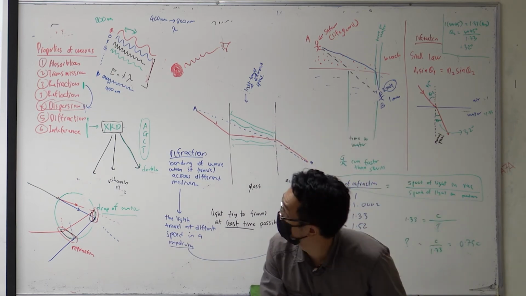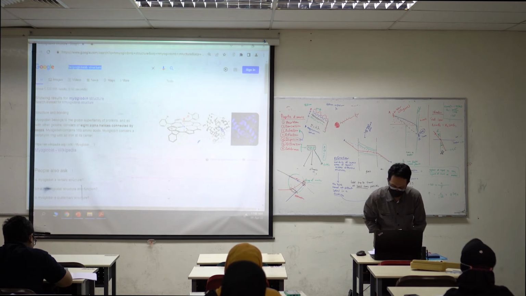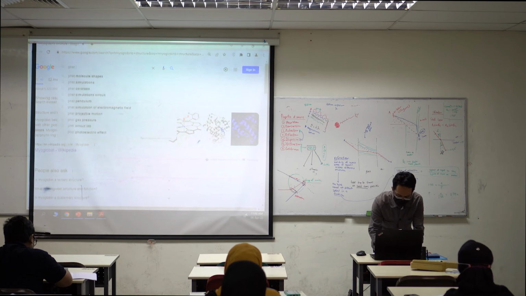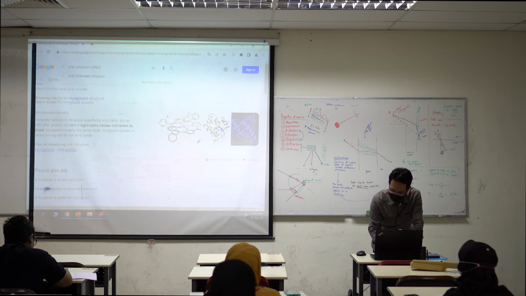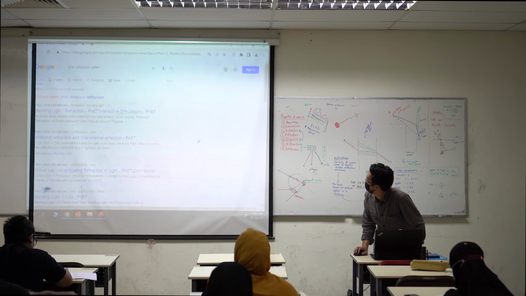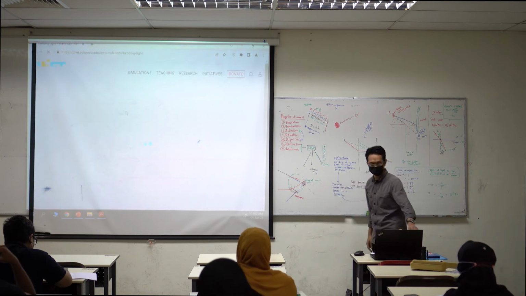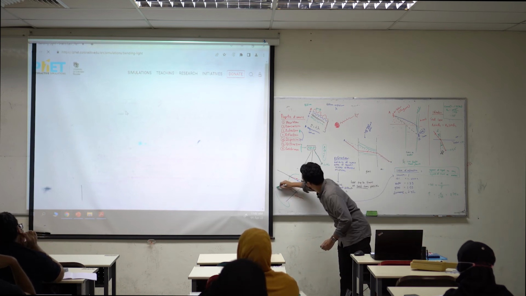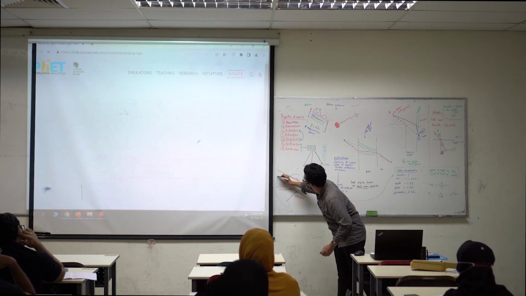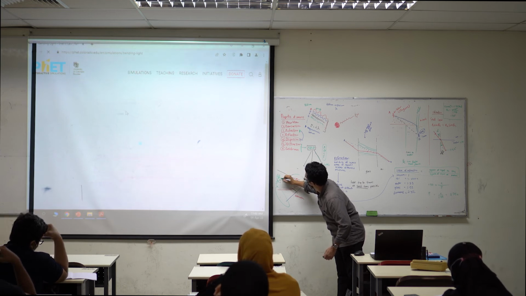Let me show you the simulation, much easier. I go for this one, bending light. So much easier if I show it here. But the idea is this causes separation. This is separation of light. Separation of light is called dispersion.